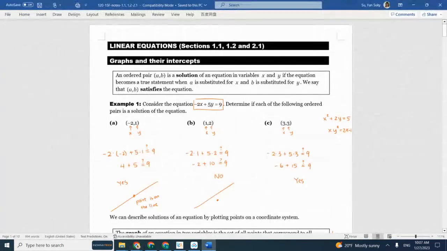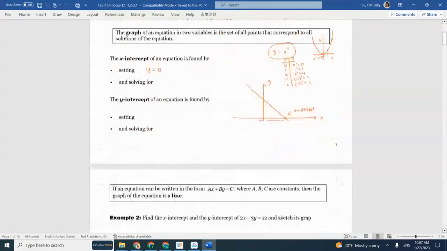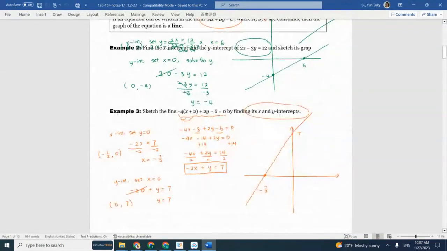Okay, so let's continue. Last time we talked about linear equations and intercepts, right? The x-intercept is where the line crosses the x-axis. So on the x-axis the y-coordinate is 0, right? So we said y equals 0, and then we solve for x. X-intercepts are points. A point is an ordered pair. Right, everybody? It's not an equation. So x equals a number.